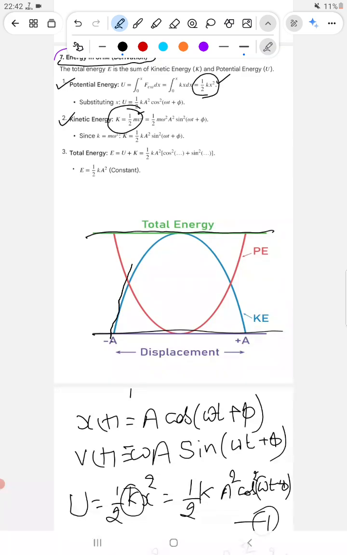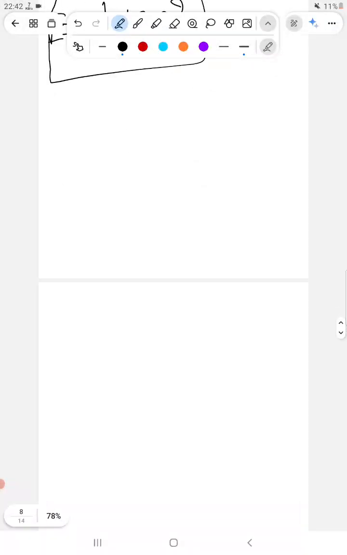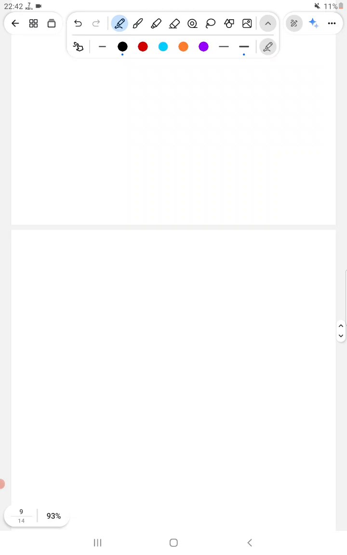Kinetic energy decreases, potential energy increases, and vice versa. You already studied this in your previous classes. Now let us come to the next and last topic, which is the simple pendulum.